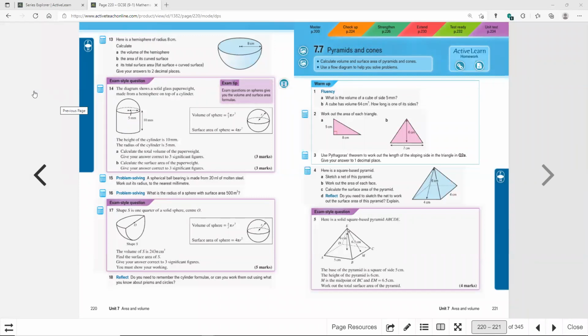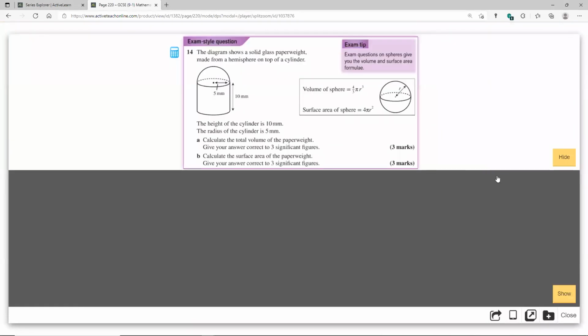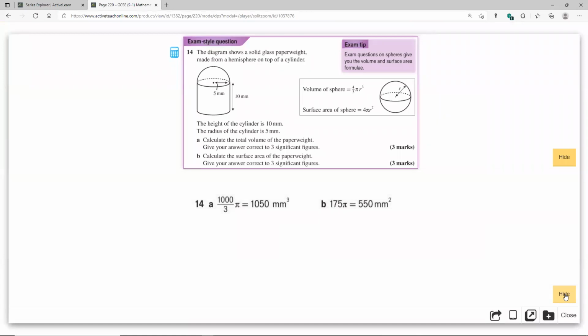Right, okie dokie. Let's get back to these questions. Lovely, lovely, lovely. Let's give you some answers first of all. Obviously, they don't give you working out. Question number 14: 1050 and 550. And those are the pure answers, 1000 over 3 pi, 175 pi.